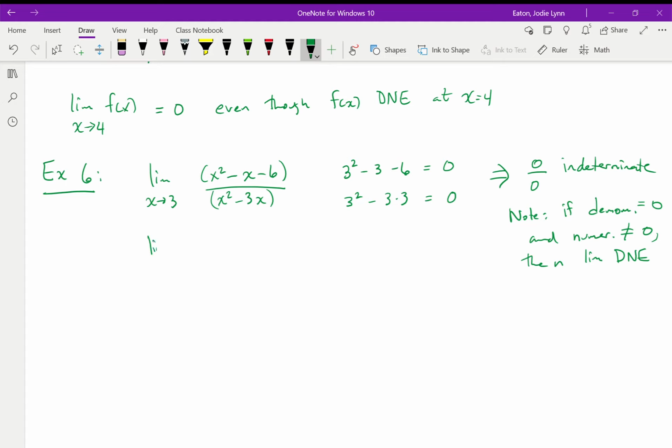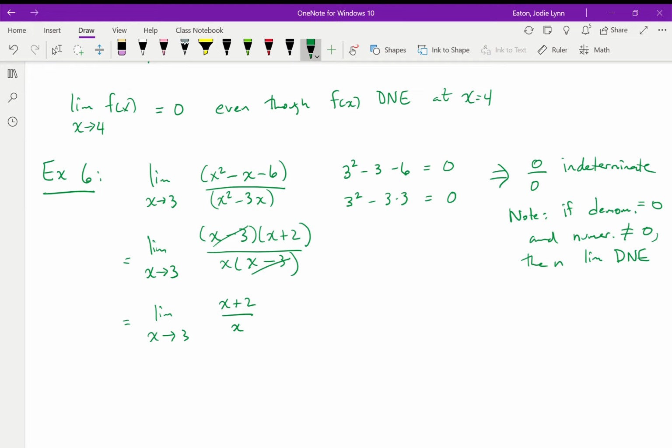So this is equal to the limit as x approaches 3 of the same thing factored. Notice I keep the limit notation until the moment that I'm going to actually plug it in. So I have x minus 3 times x plus 2 over x times x minus 3. And we can notice here that the x minus 3's will cancel. So this is equal to the limit as x approaches 3 of x plus 2 over x. This is fine.